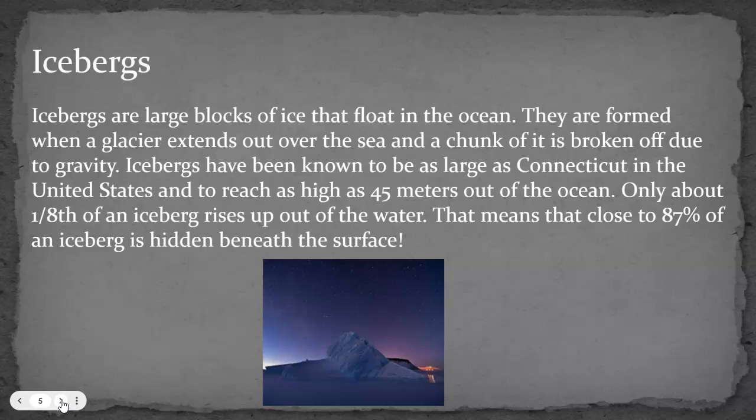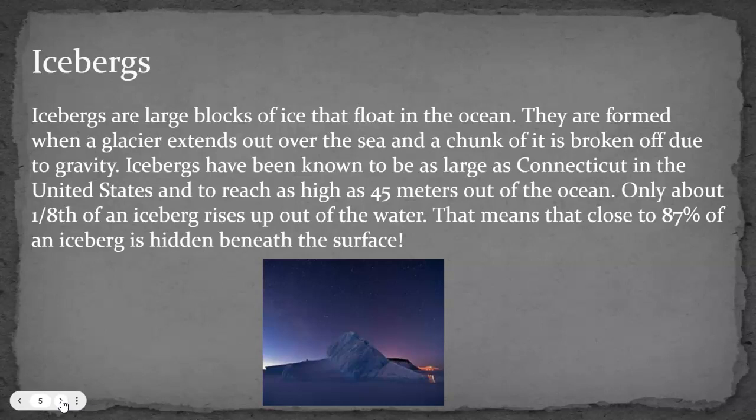The other way we have fresh water on Earth is through icebergs. And icebergs are large blocks of ice that float in the ocean. They're formed when a glacier extends out over the sea and a big chunk of it is broken off due to gravity. Icebergs have been known to be as large as the state of Connecticut in the United States and can reach as high as 45 meters out of the ocean.